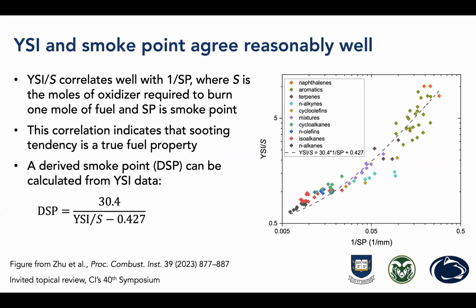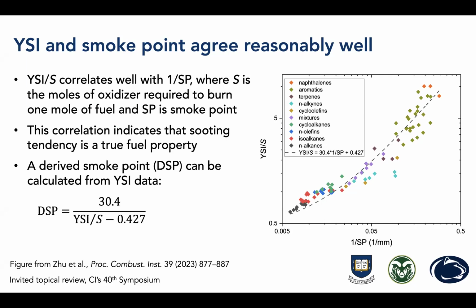Another important point is that YSI and smoke point agree reasonably well. And that's important because smoke point is involved in some design criteria. The plot on the right is YSI divided by the moles of oxidizer required to burn 1 mole of fuel. SP is smoke point. And the correlation indicates that sooting tendency is a true fuel property.